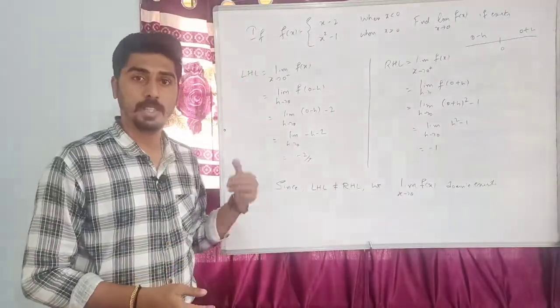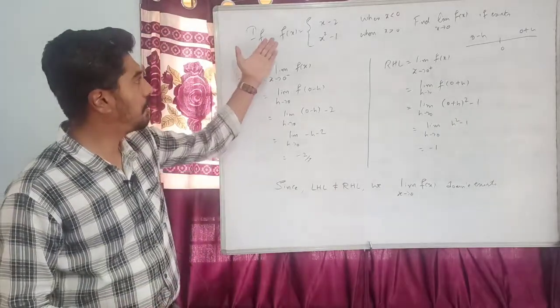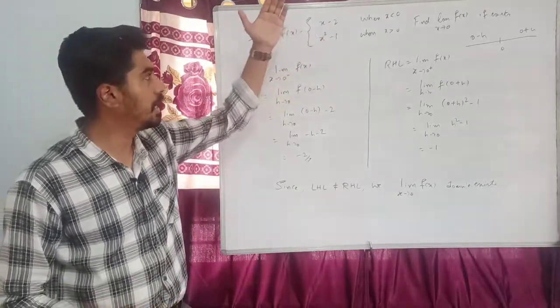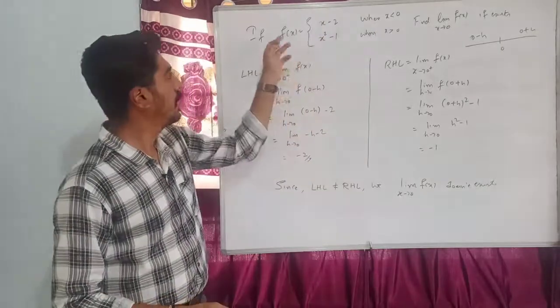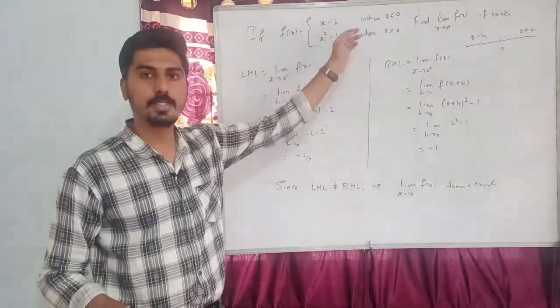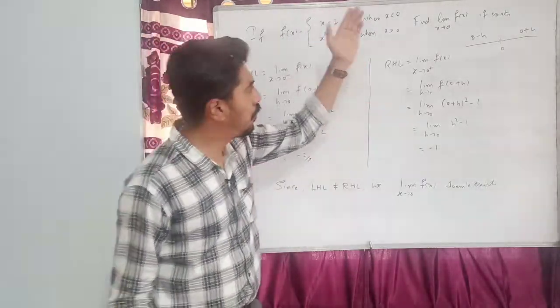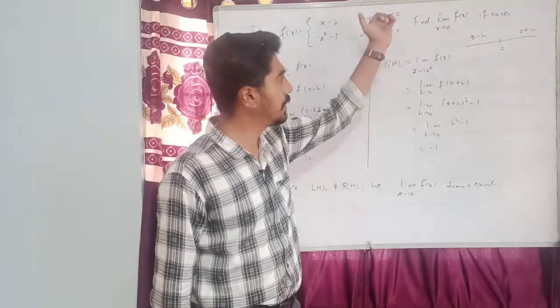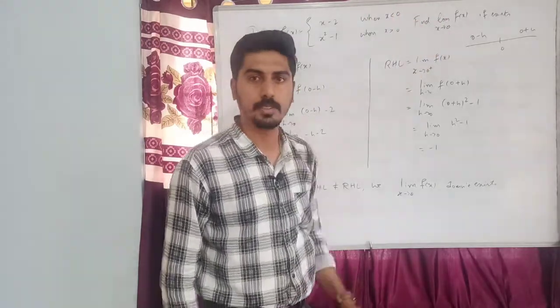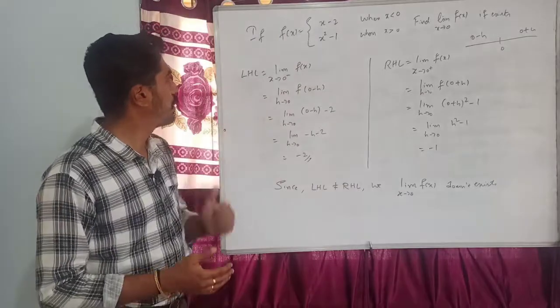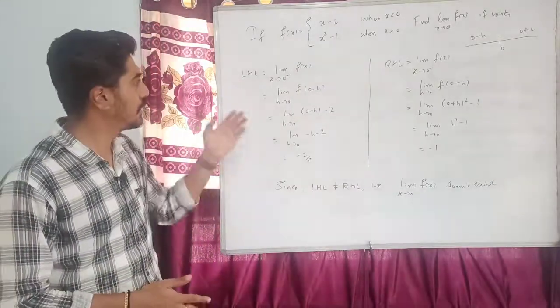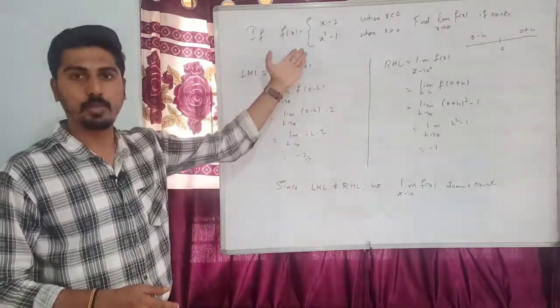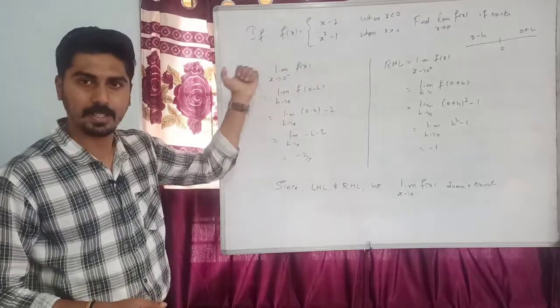Now consider the next example. If f of x equal to x minus 2 whenever x less than 0, x square minus 1 when x is greater than 0, find the limit of f of x as x tends to 0 if it exists. First we need to find out the left hand limit LHL, which is equal to the limit of f of x as x tends to 0 minus.